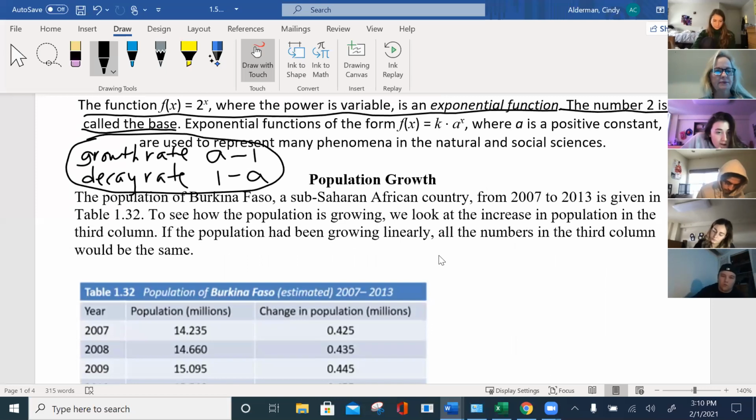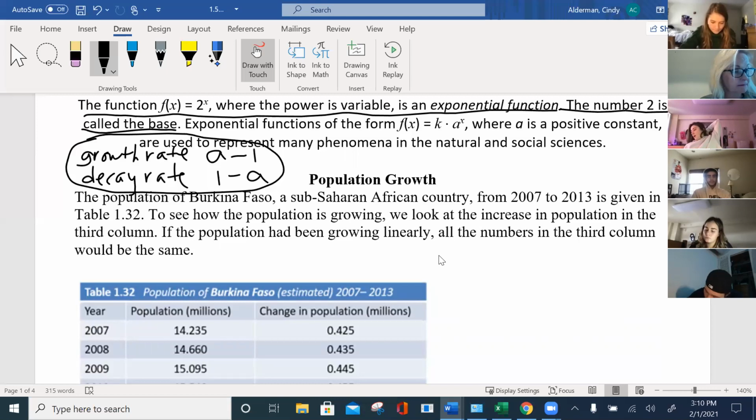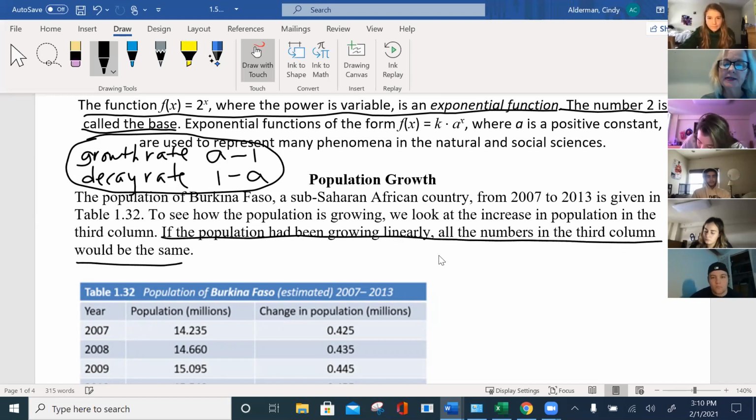Okay, so let's do an example. The population growth. The population of Burkina Faso, a sub-Saharan African country, from 2007 to 2013 is given in this table. To see how the population is growing, we're going to look at the increase in population in the 3rd column. So this is if the population had been growing linearly, this number right here, this 3rd column, change in population, would be the same number.